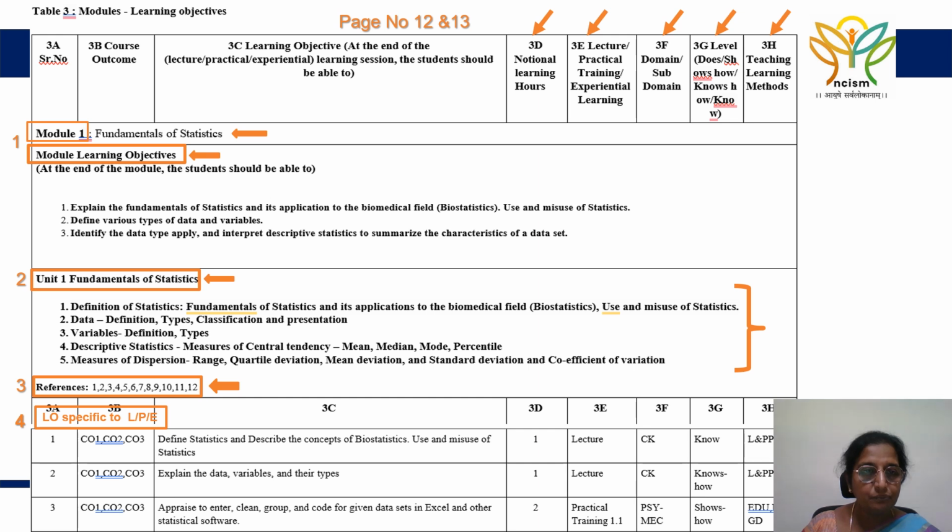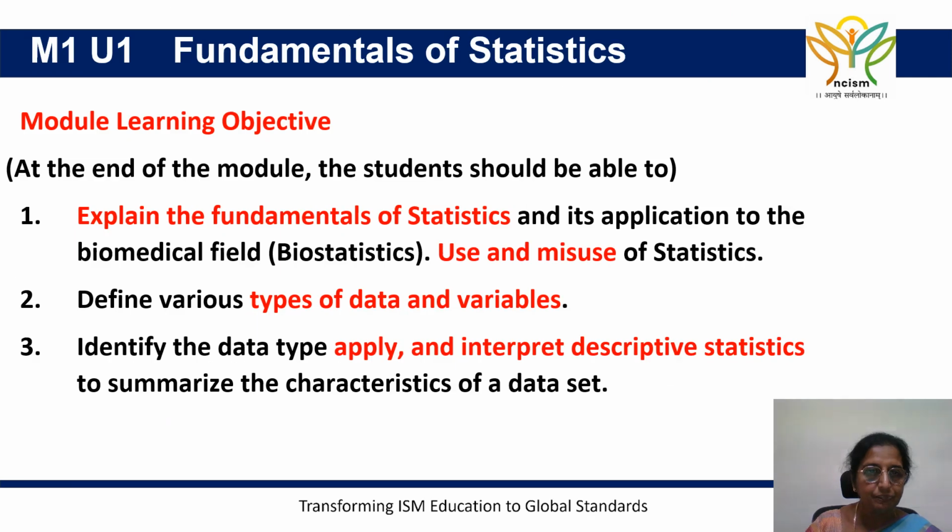So coming down, here you can see number 1 shown as Module 1, followed by module learning objectives with the contents. Number 2 shows Unit 1 with the broad title fundamentals of statistics and its contents described in detail, followed by number 3, which shows the references listed for this particular unit. Number 4 shows the learning objectives specific to lecture, practical training or experiential learning. Now we shall look in detail.